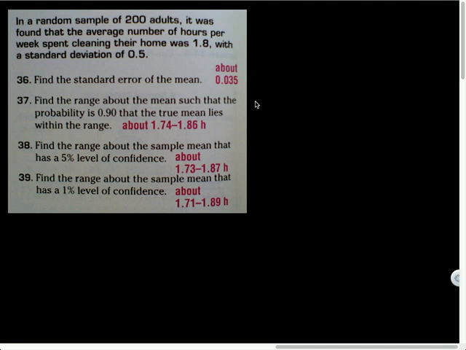Let's see, one last question. It says in a random sample of 200 adults, so n is equal to 200, it was found that the average number of hours per week spent cleaning their homes, x bar, is 1.8, with a standard deviation of 0.5. Meaning, if you spent, say, 2 standard deviations above the mean, which would be 1 whole unit, so 2.8 hours per week cleaning your home, that means you're cleaning your home more than 95% of the people who clean their homes per week.